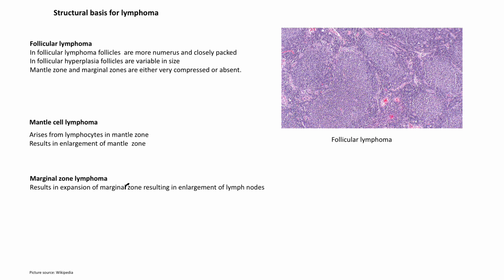Mantle cell lymphoma arises from lymphocytes in mantle zone and it results in expansion of mantle zone. And marginal zone lymphoma results in enlargement and expansion of marginal zone.